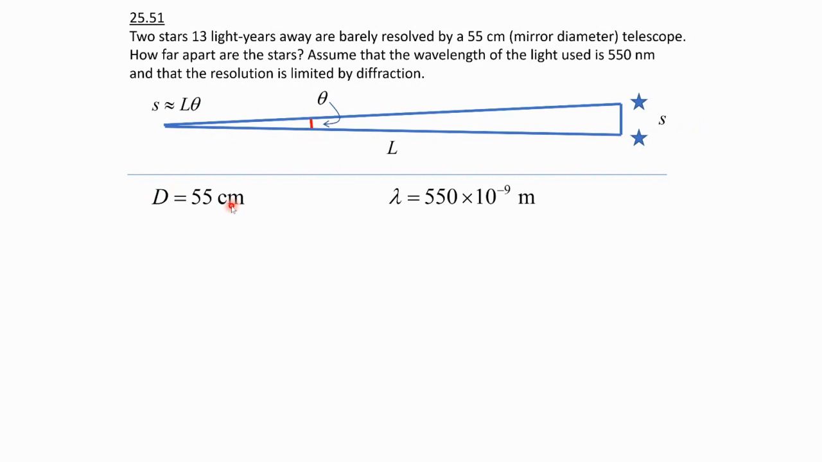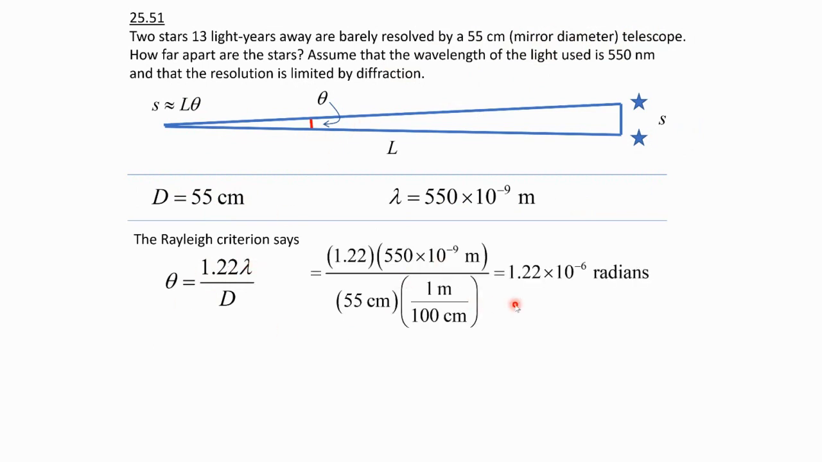The diameter of our lens, of our opening, basically, which is a mirror, but never mind, it's the telescope. So 55 centimeter effective lens diameter. And here's the wavelength that we're using. So the Rayleigh criterion is that this angle should be this number. So we just plug in these numbers, and we figure out that the angle here is 1.22 times 10 to the minus 6 radians. Okay, so with that angle, we can plug it in here to get what this arc length is.